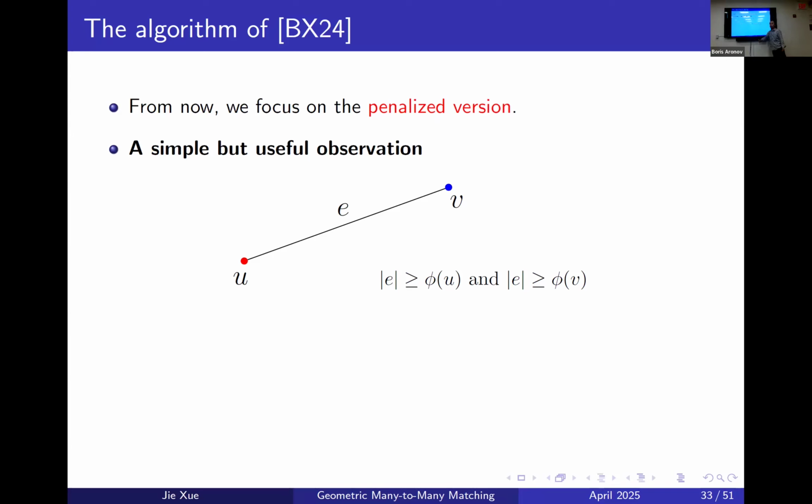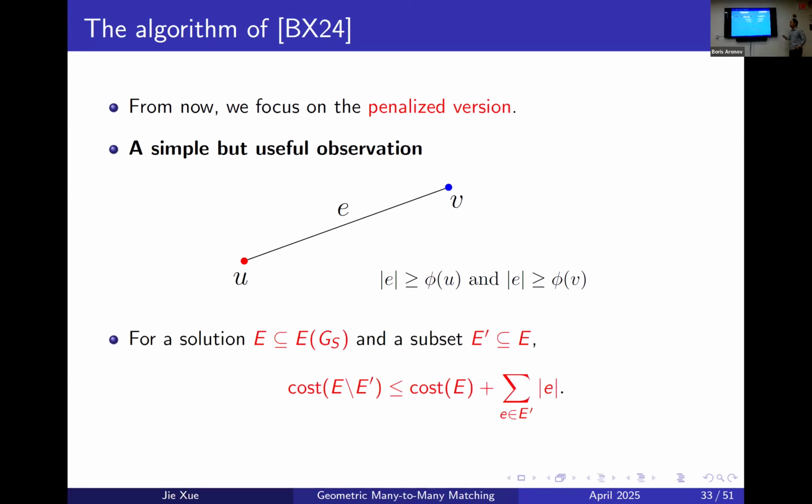This is the distance from B to its nearest foreign neighbor. So you must have this inequality. So then, from this, we have a very simple fact.